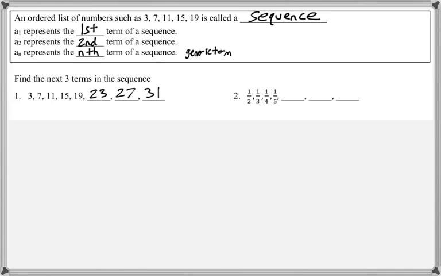Now, this specific type of sequence is called an arithmetic sequence, which we will talk about later, but I'm just going to label it. Okay, number 2, we have 1/2, 1/3, 1/4, 1/5. So essentially they're just adding 1 to the denominator each time. So these will be my next 3 terms.